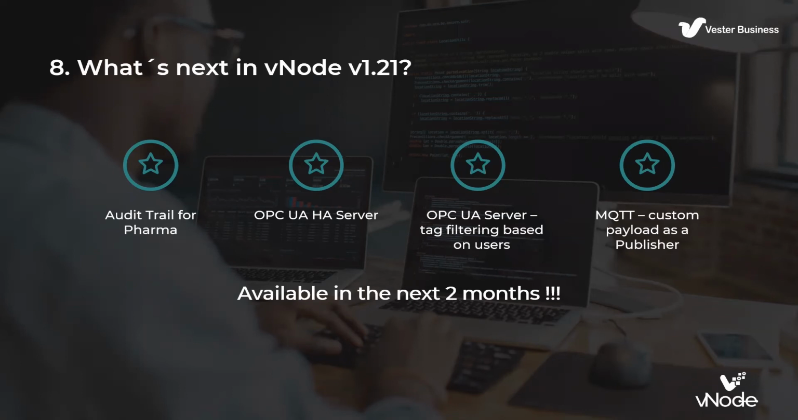We are going to add support for an OPC UA HA server, because right now vNode supports the OPC UA real-time server. Now we are going to support an OPC UA HA server, so we can transfer historical data that is already logged in a Mongo historian from vNode and share it over the OPC UA server to multiple clients that already support OPC UA HA.